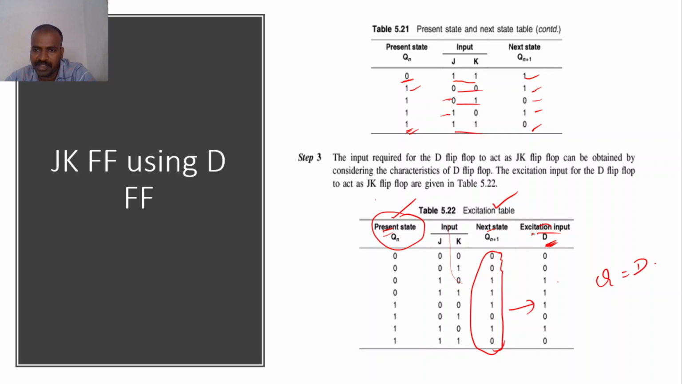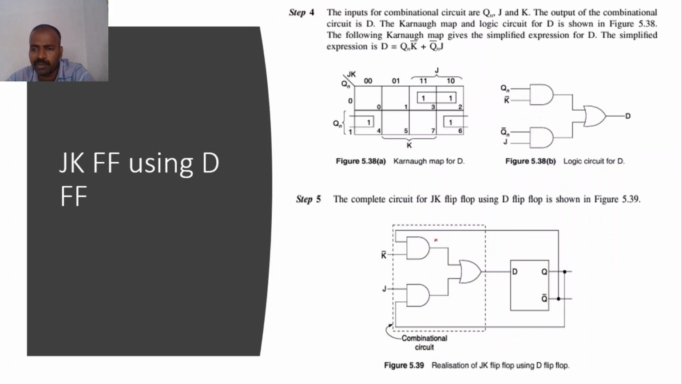Now find the expression for this D using a K-map. How many variables does the K-map need? The present state and the inputs, so a three-variable K-map is needed, and we have marked all the values from the previous table. The expression for D is Qn K bar plus Qn bar J. This is the logical representation for D. The same diagram is what we draw here, with this being the given flip-flop and this the required one.